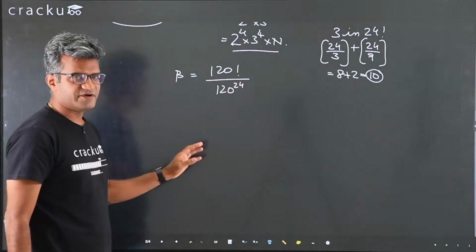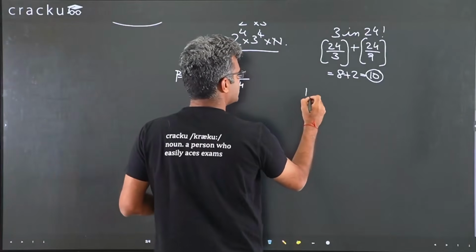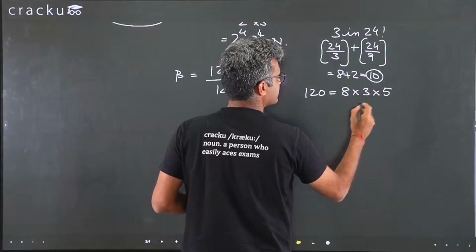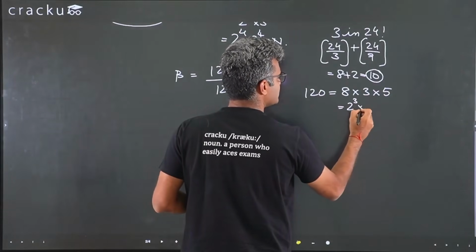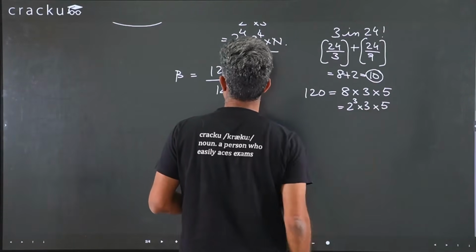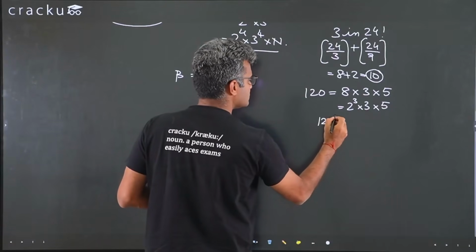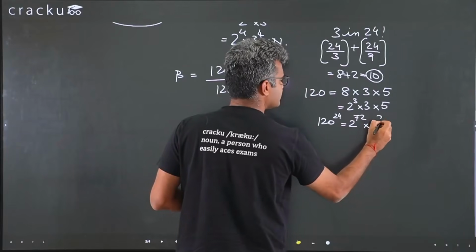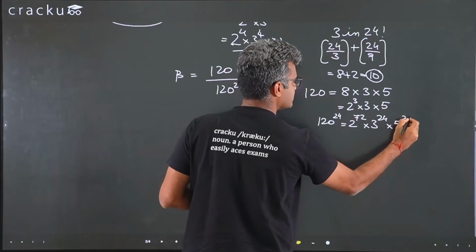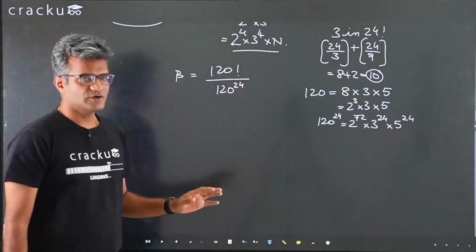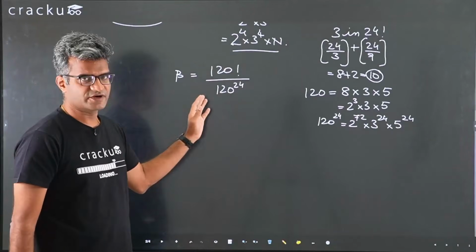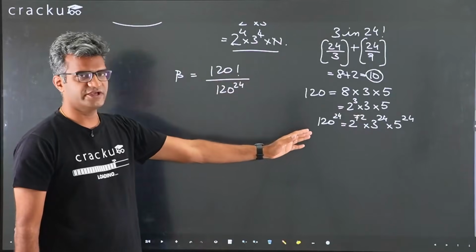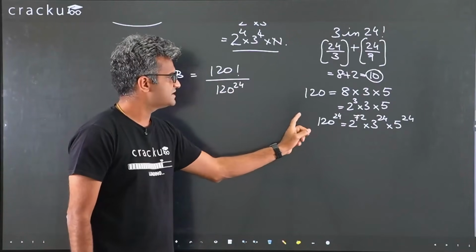Let us first do the prime factorization of 120. 120 is 8 into 15, which is 8 into 3 into 5. This is equal to 2 cube into 3 into 5. So 120 to the power 24 is equal to 2 to the power 72 into 3 to the power 24 into 5 to the power 24. Now again let us find out the highest power of 2 in 120 factorial. We will find out the highest power of 3 in 120 factorial and the highest power of 5 in 120 factorial, because this is the denominator.